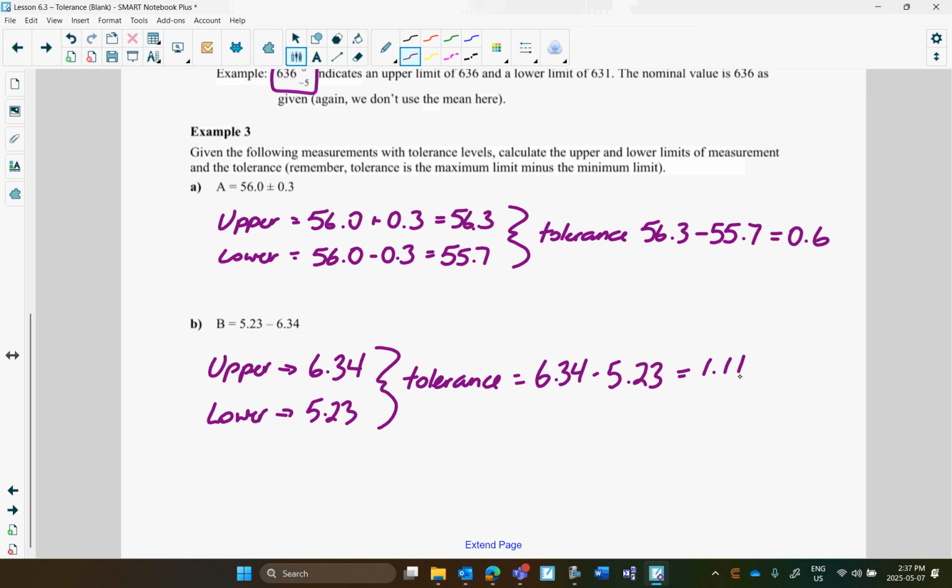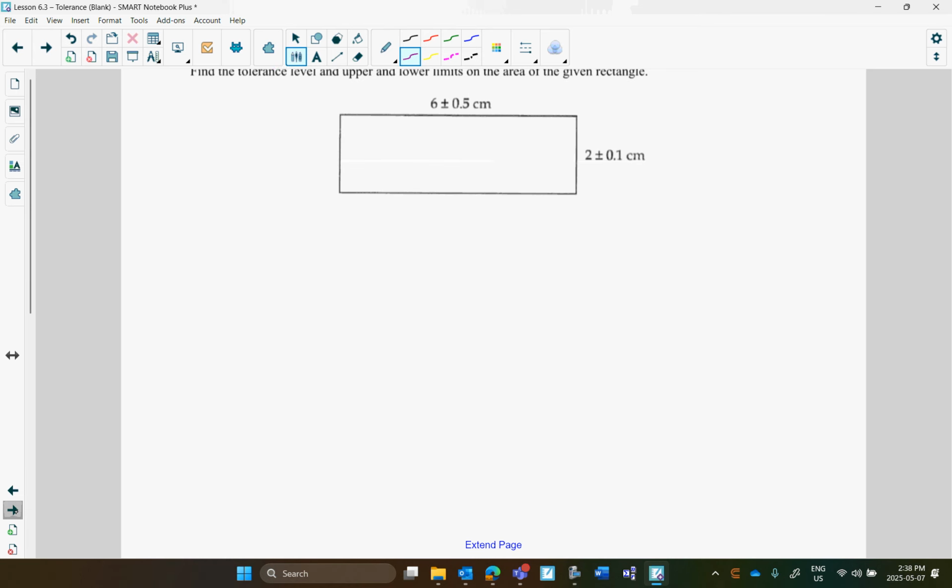Is there ever going to be a case where units are needed? In these types of questions, probably not, but there could be. Actually, I shouldn't say that, because we are going to do some questions where there are units in this lesson.